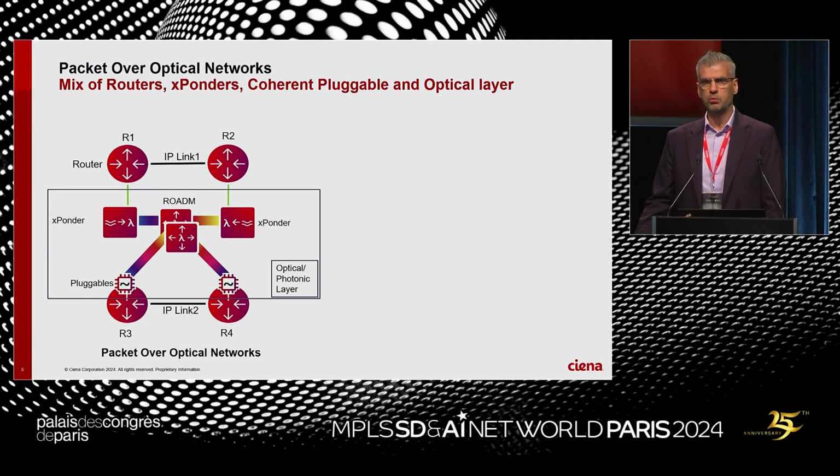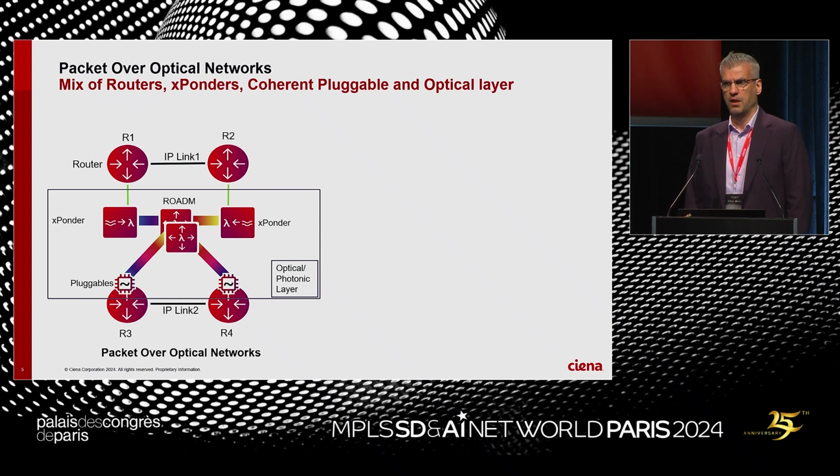Now I'm adding 2 more routers to the picture that we had before. In this case, router 1 and 2 are connected through the transponder and the ROADM system, whereas router 3 and 4 are connected through the pluggables. The important aspect, again, in this picture is there are 2 routers, 2 IP links, and these routers are not aware of any of those.